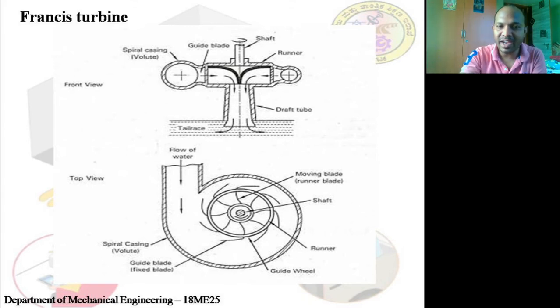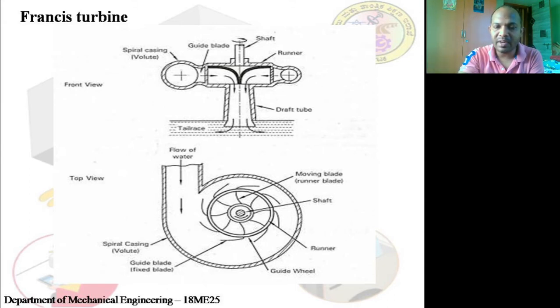Now these guide vanes, at the entry the area is more, and at the exit they guide the water to the moving blades. These guide vanes are fixed. Guide vanes are fixed. They will not move. Only the inside one, the moving blades or runner blades, will rotate.